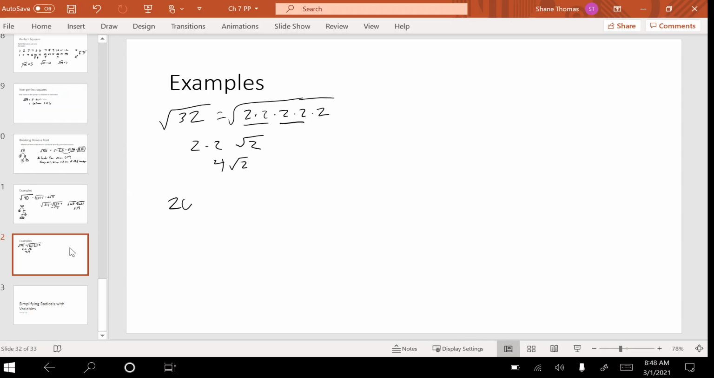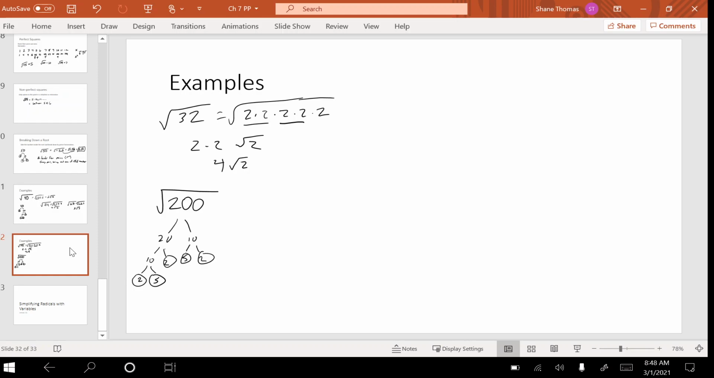All right. How about the square root of 200? 20 times 10. Okay, so 20 and 10. Then 5 and 2 and 10 and 2. Are we done yet? Nope. Another 10 and 2, or 5 and 2, right?